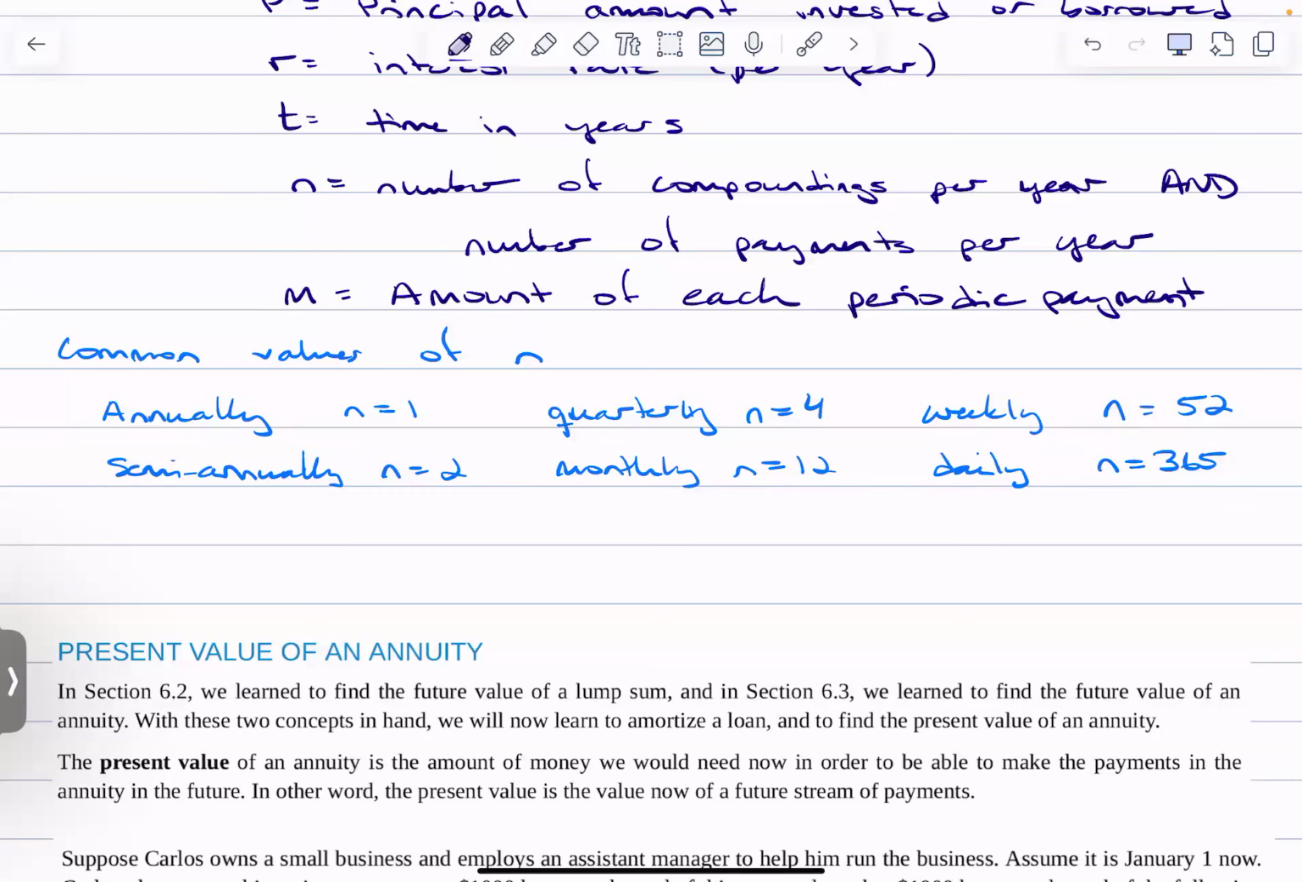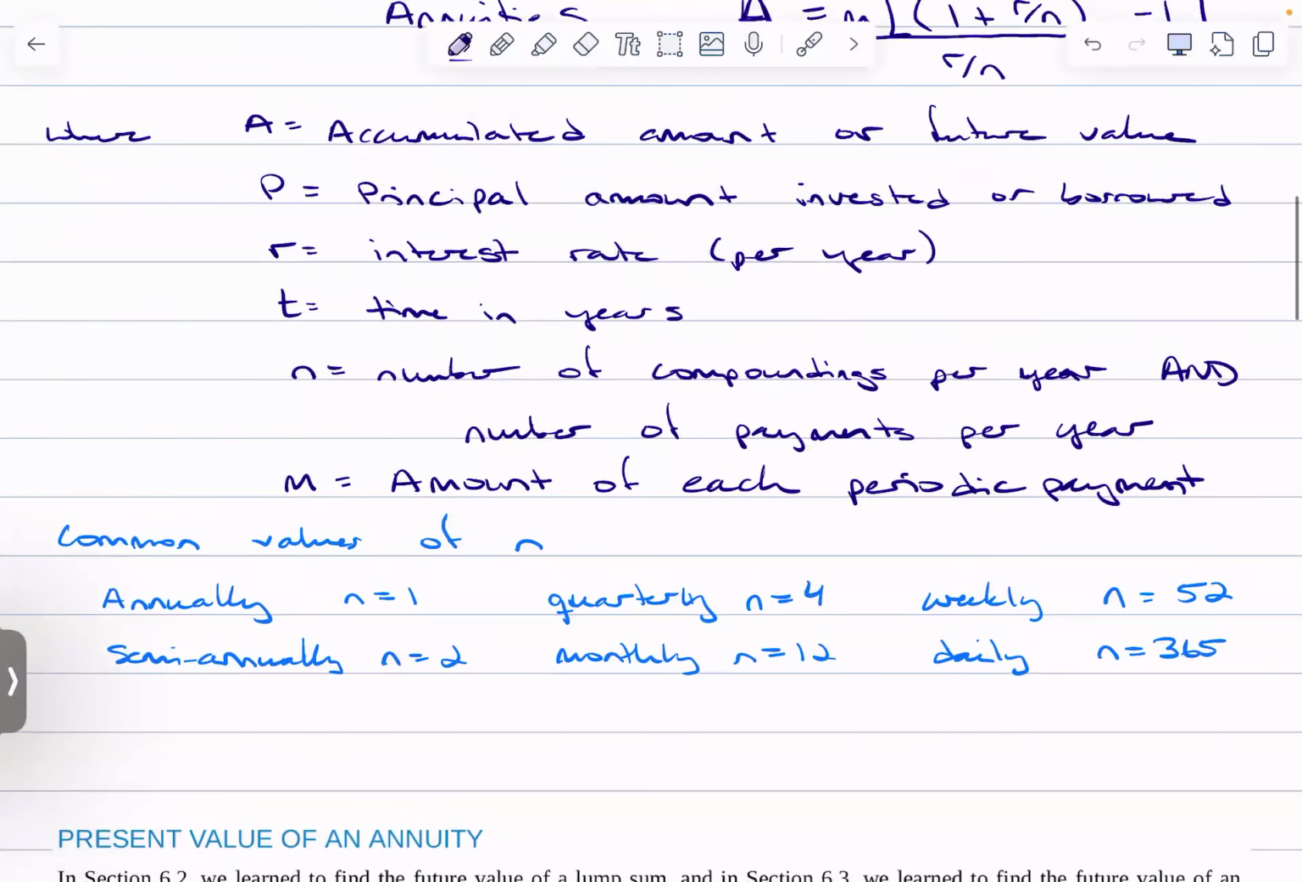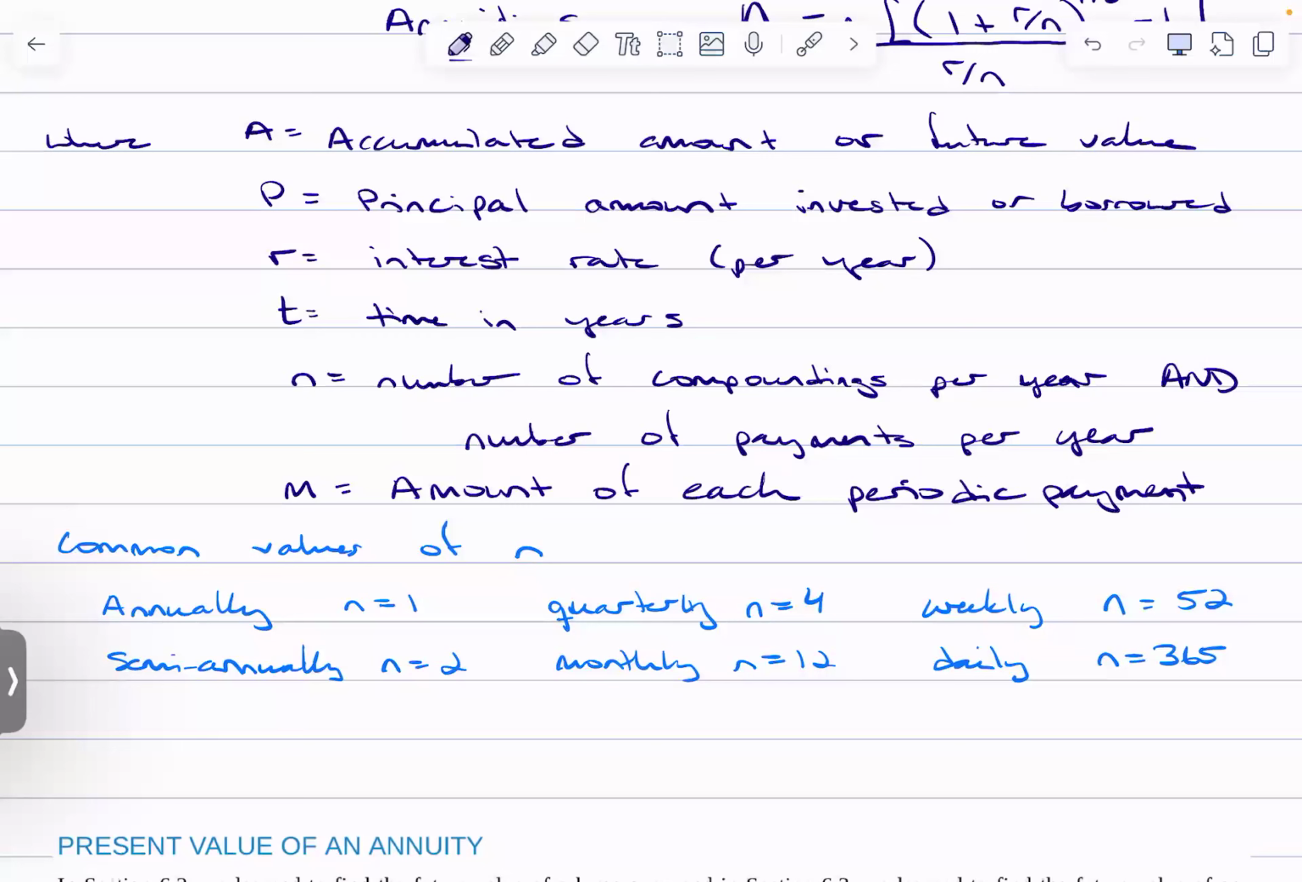There is a way to adjust your interest rate so that it matches. So if they are not the same, then mathematically we can adjust the interest rate to match the payment frequency. But usually we end up just using a calculator for that anyways, and calculator functions. And so we don't need to worry about that. And it only changes the formulas slightly. Okay. So n is the number of compoundings per year, but also the number of payments per year.